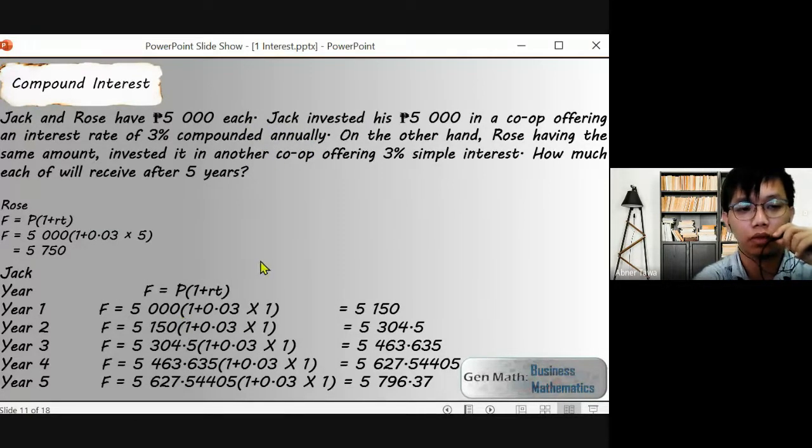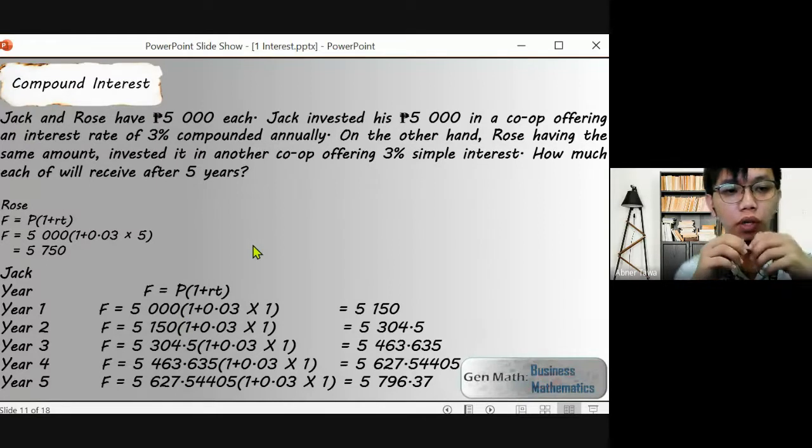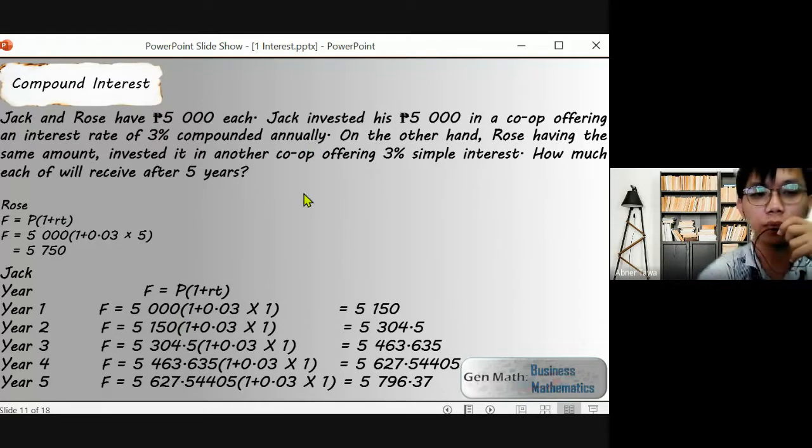So let me ask you, if you are going to have here the scenario, which type of investment will you prefer? Is it the 3% compounded annually or 3% simple interest? Ano yung mas prefer ninyo? Yung kay Rose or Jack?